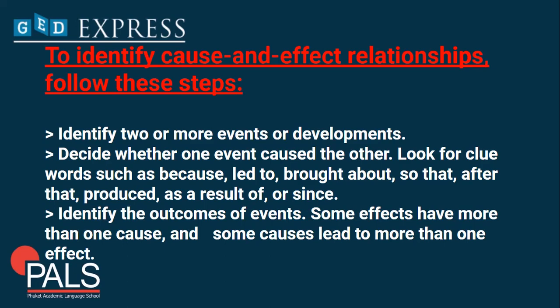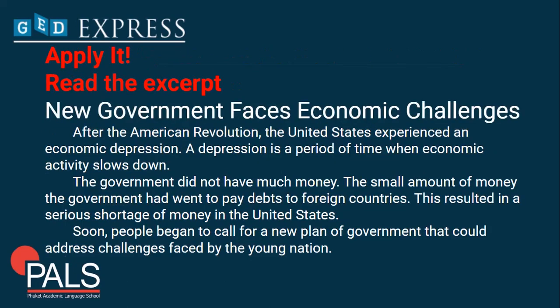So once you've done that, identify the outcomes of events. So some effects have more than one cause, and some causes lead to more than one effect. Keep that in mind, okay? So let's try to have an example here. Let's read this excerpt. By the way, this material that I'm using now, or this particular passage or excerpt, it's pretty similar with the passages that you will read on your GED Social Studies test. So let's take a look.